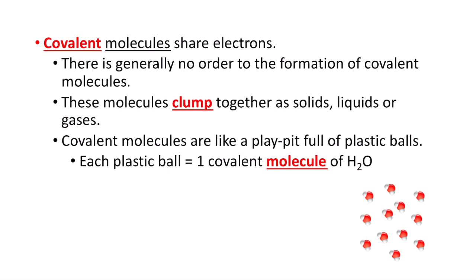There is generally no order of the formation of covalent molecules. So think, for example, like a water molecule. There can be one, and then there can be many of them. They're not in a lattice structure. They're just kind of all together forming clumps of either solids, slightly more spaced out liquids so they can flow, or gases if they're really spread out. So think of like our diatomic molecules, for example.